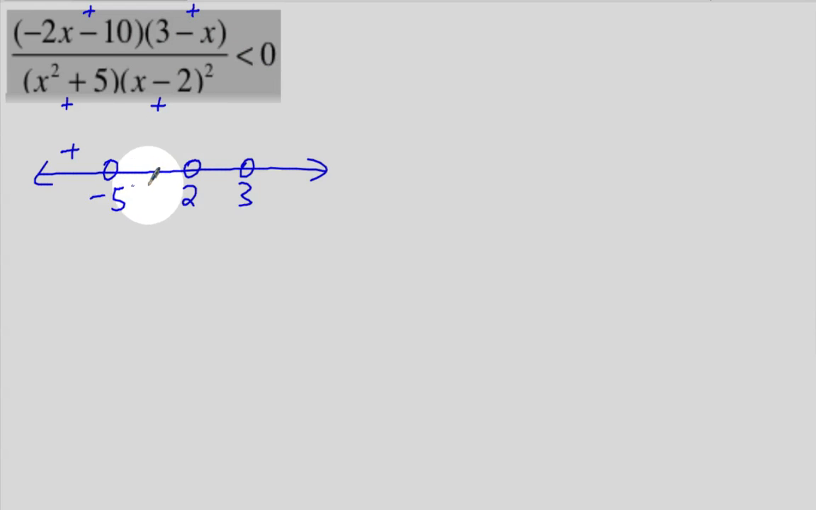Here, between -5 and 2, pick 0. That's a nice easy one. This is always positive, positive. 0 becomes positive, and this becomes negative. So your graph is negative, which you want.